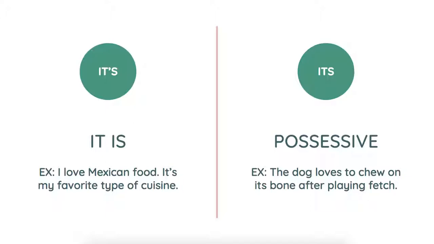Now the other type of its is the possessive form of it. So if you're using the word it and you want to show ownership of some sort, you are just going to add an S to the end. Do not add an apostrophe. So again, we have another example. The dog loves to chew on its bone after playing fetch.